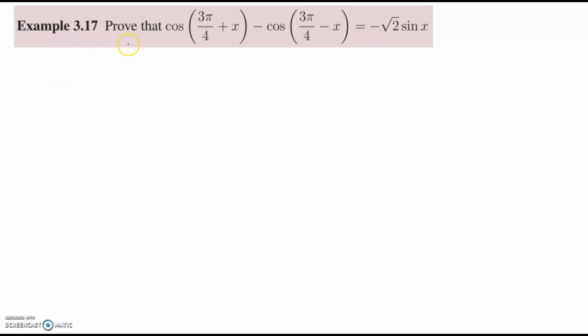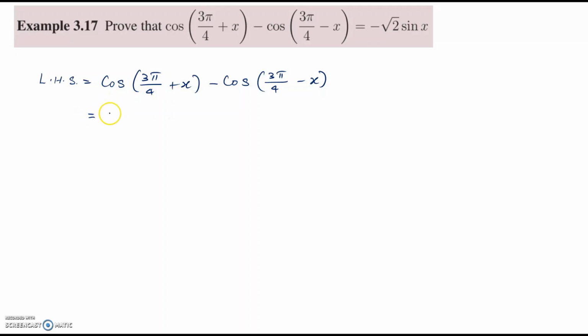Example 3.17. Prove that cos 3 pi by 4 plus x minus cos 3 pi by 4 minus x is equal to minus of square root of 2 sine x. So let's take the left hand side first. So the left hand side is equal to cos 3 pi by 4 plus x minus cos 3 pi by 4 minus x. Now this is in the form of alpha plus beta and this is alpha minus beta. So let's apply cos alpha plus beta formula here.